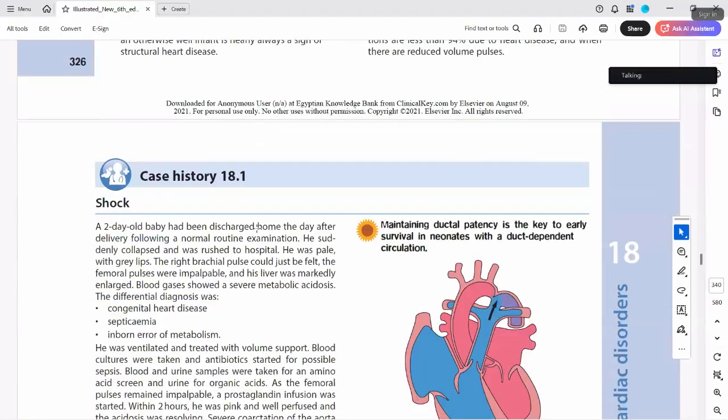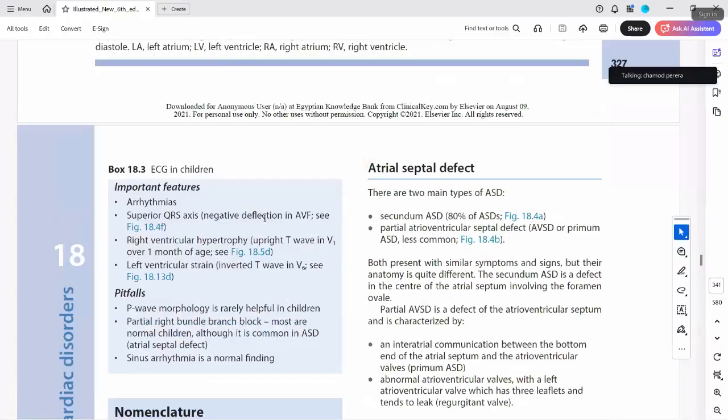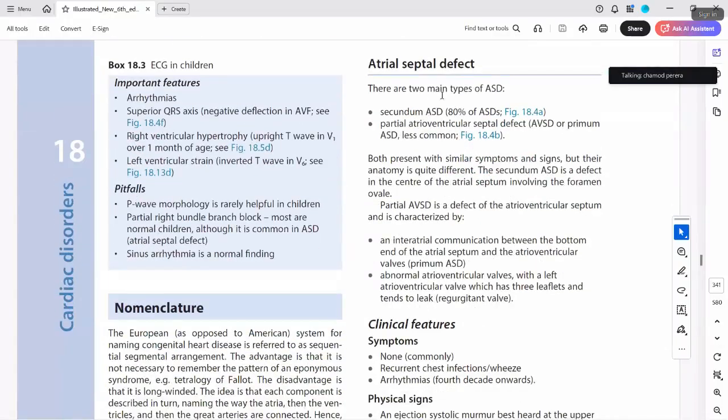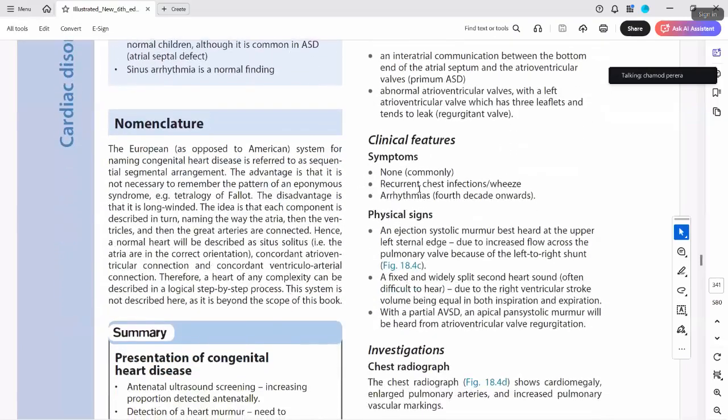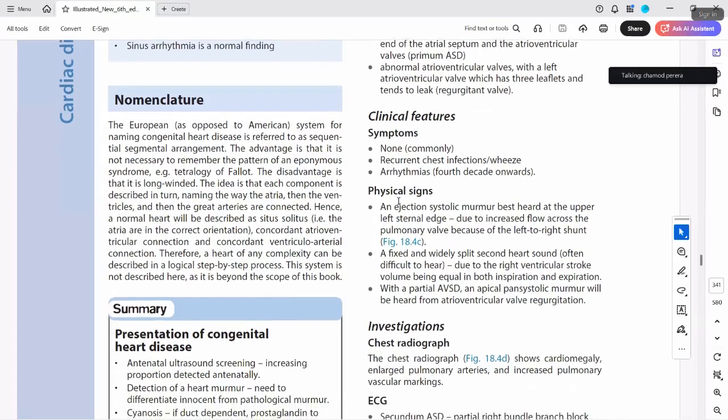Okay, so we'll start with ASD. There are two types of ASD, ostium secundum and ostium primum. Ostium secundum is the commonest one, right? So here the ostium secundum is at the location of the foramen ovale, and most of the patients with ASD are not symptomatic, but they can also present with recurrent chest infections, wheezing, and also with arrhythmias. The main auscultation finding in ASD is a widely fixed split. That happens because of the ASD.